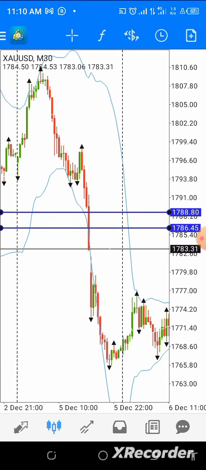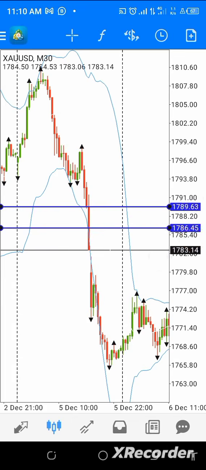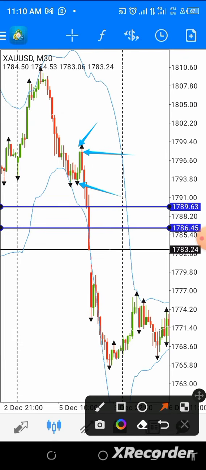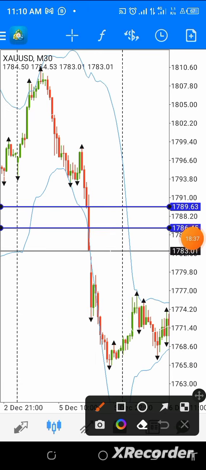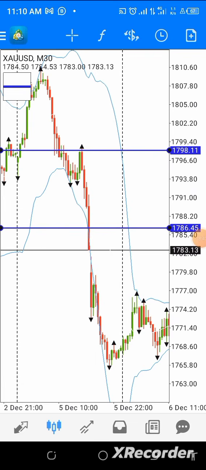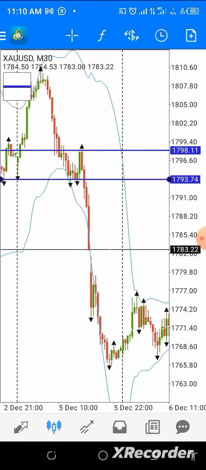Now here is 30 minutes. Look at it from here. I'm working on these two recent fractals, this one and this one. That is your sell fractal and then your buy fractal. Now you put your trend line. This is your trend line to your sell fractal, and you put another trend line to your buy fractal.